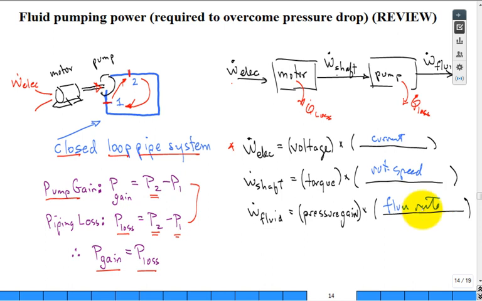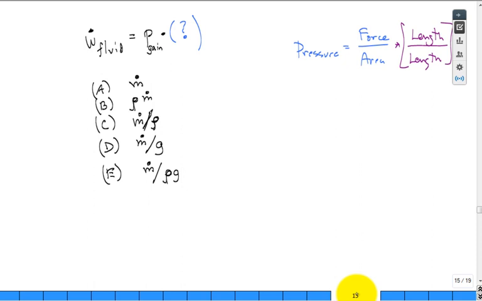Flow rate. So let's take a look. Next page, I have a question for you. So the fluid power is a product of the pressure gain across the pipe times what? And here are the clicker options. We just said it was a flow rate. And I'm going to start with a big hint over here. You can use units to really clarify this.